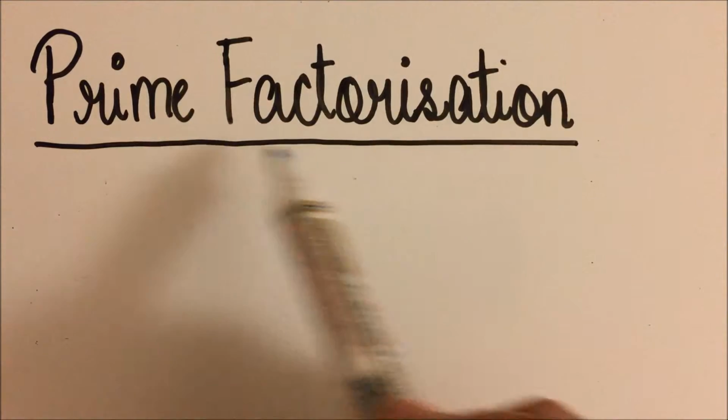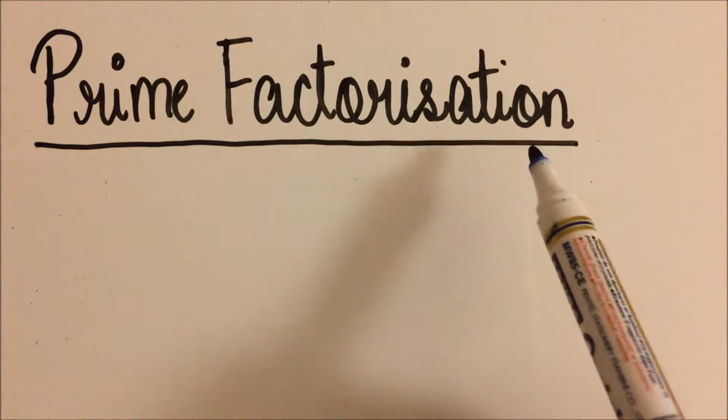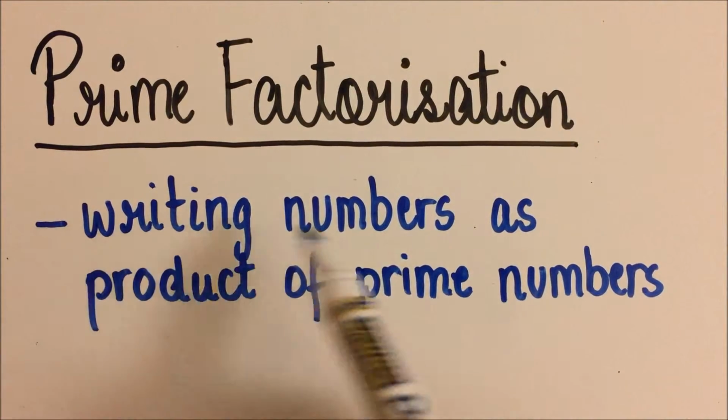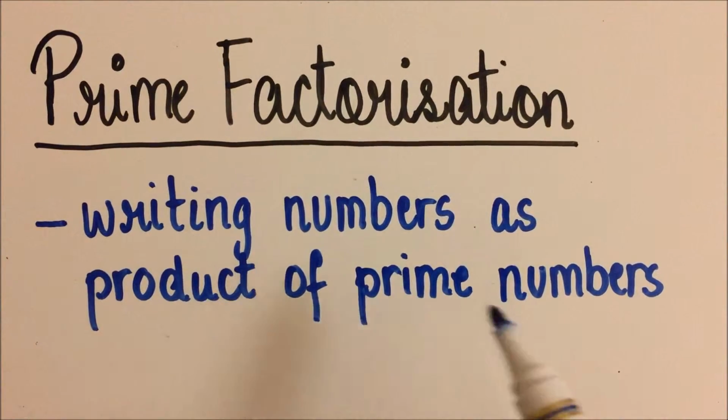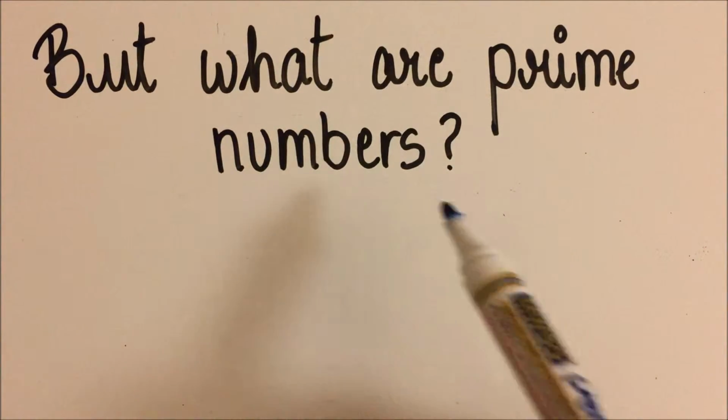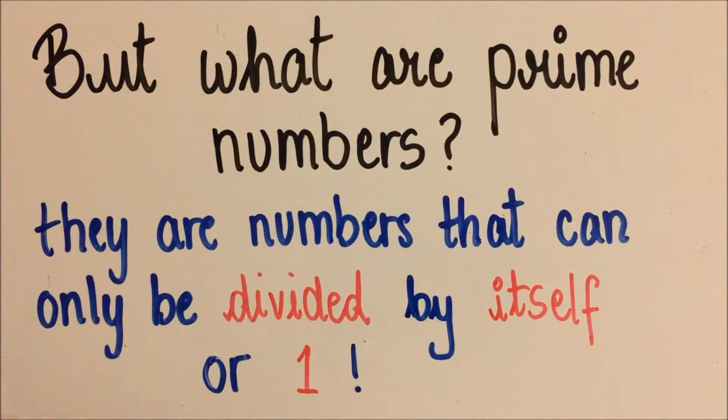In this video we're going to be discussing prime factorization. All it really means is to write numbers as a product of prime numbers. But before we do prime factorization, we need to know what prime numbers are. The answer is they are numbers that can only be divided by itself or 1.